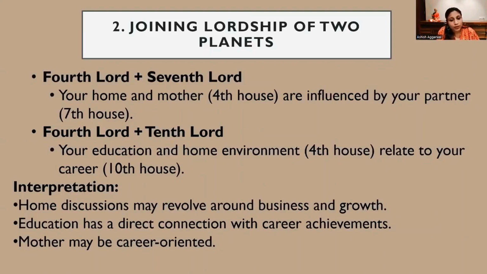Similarly, Jupiter's lordship is also for the 4th house. The association of the 4th lord with the 7th house means that your home environment or mother can influence your partner. Or after the partner comes in, there could be a connection regarding property between the mother and the partner, whether for good or bad.